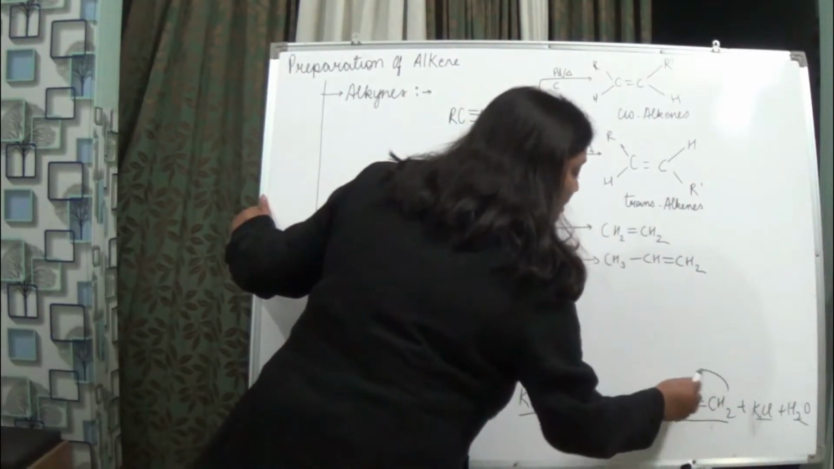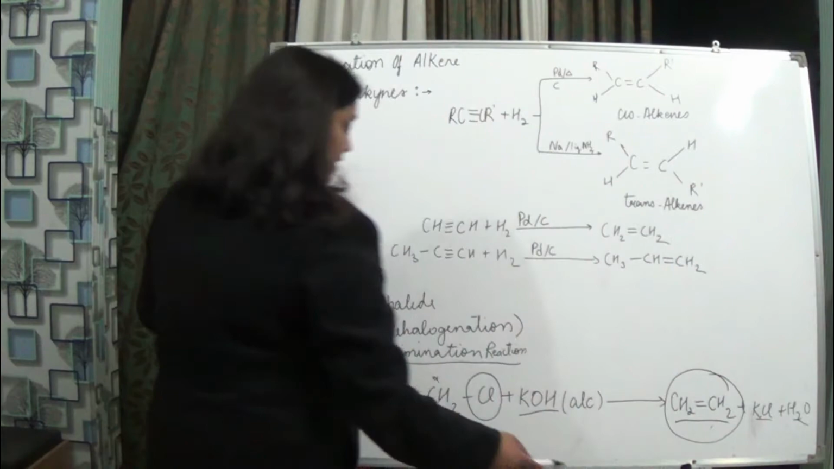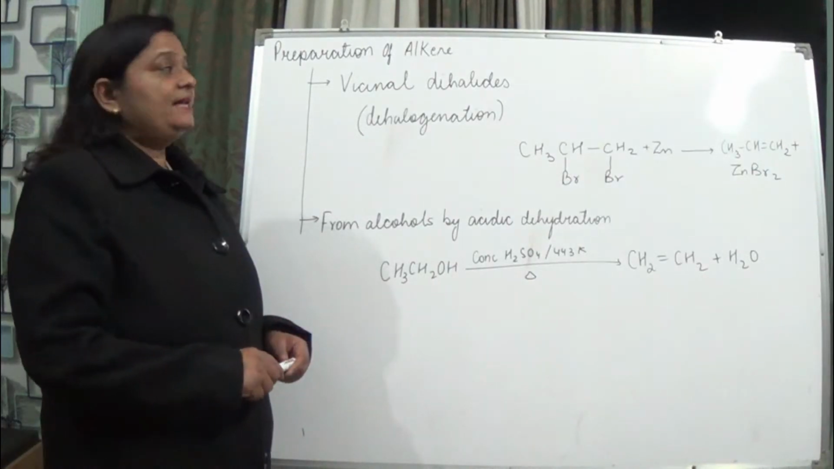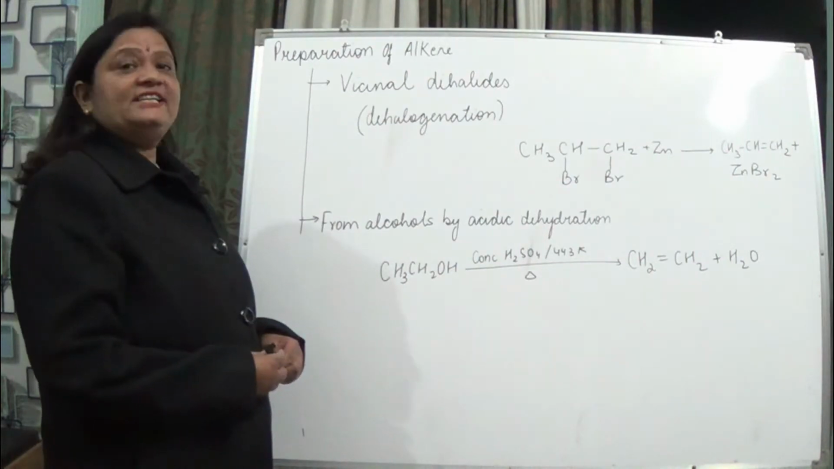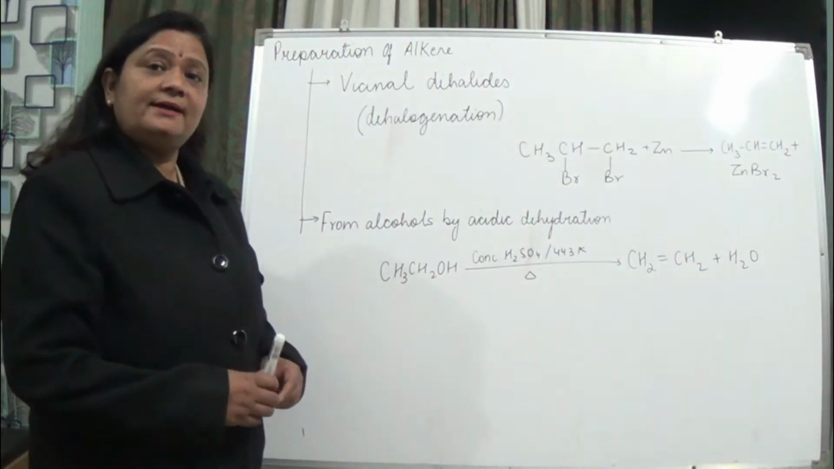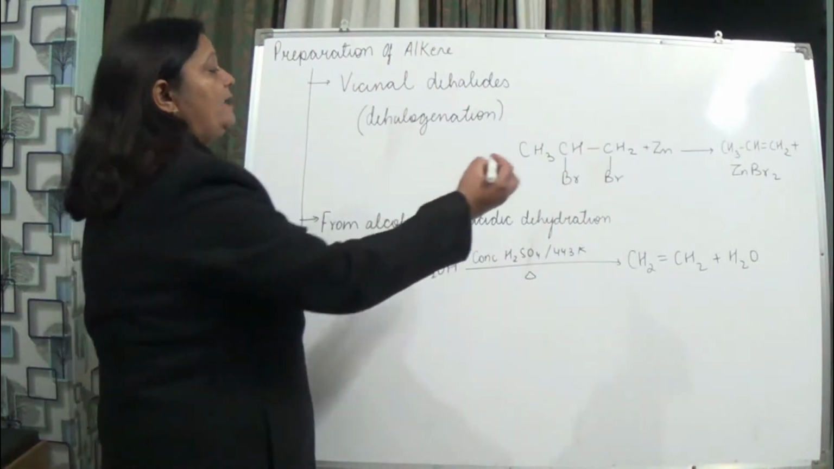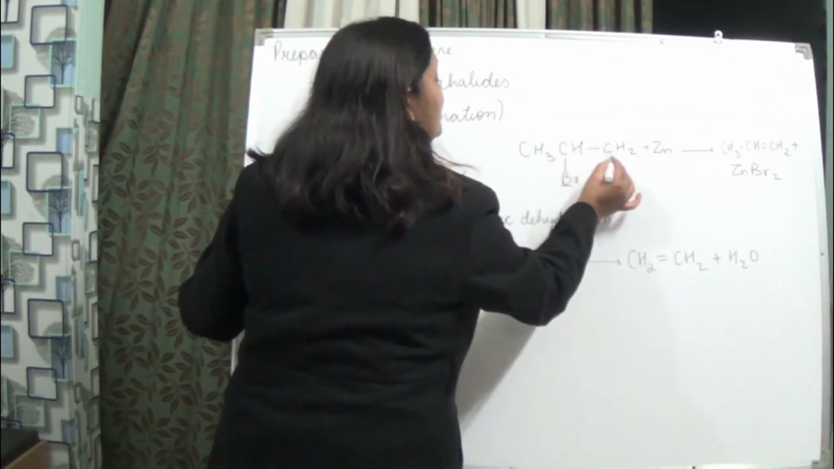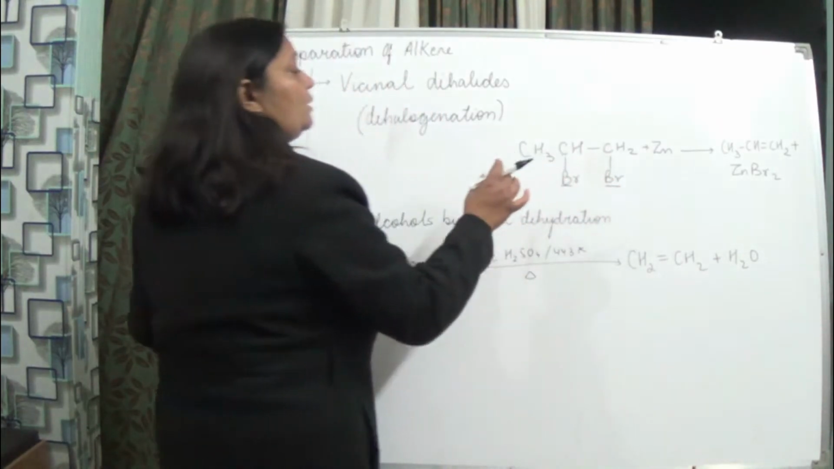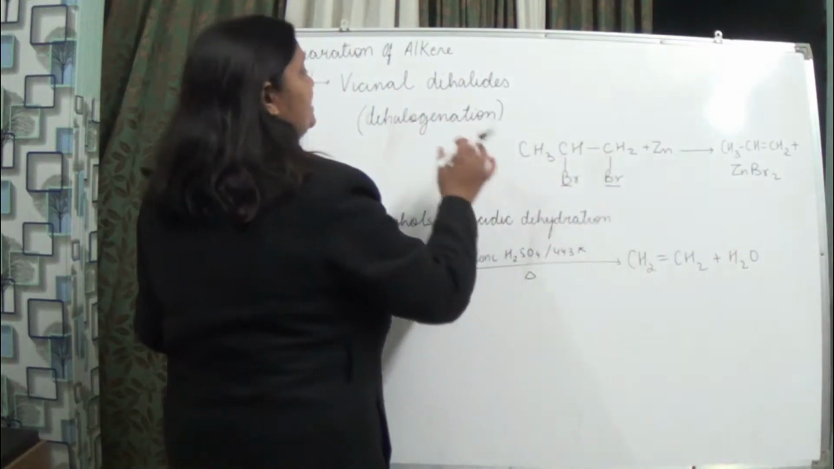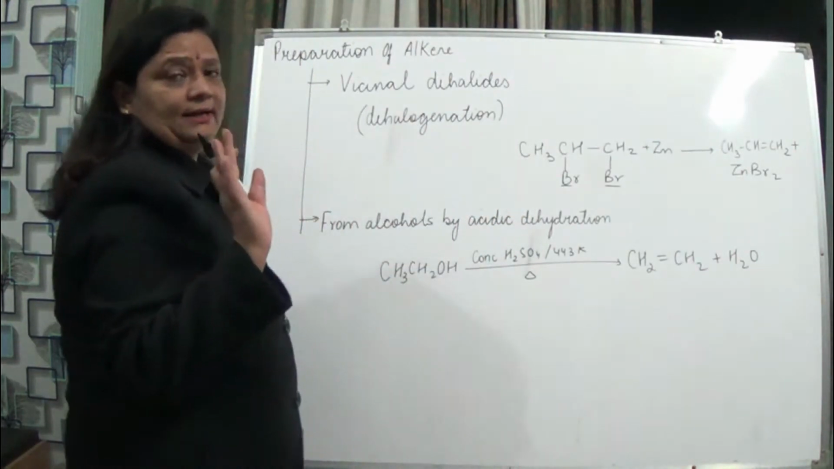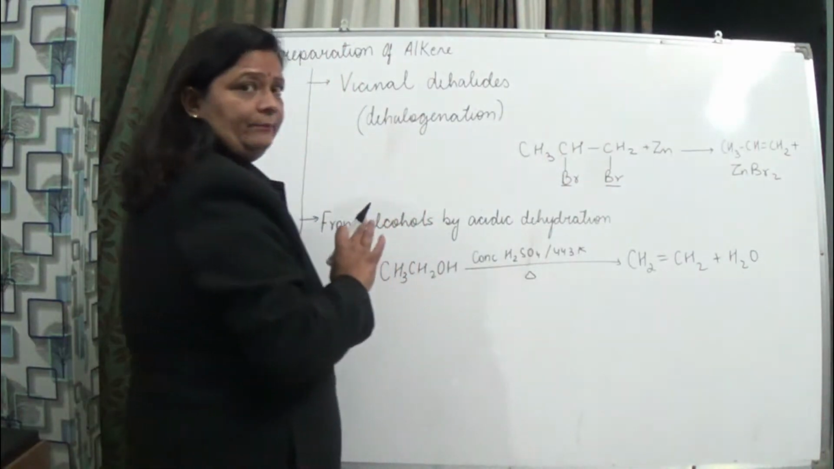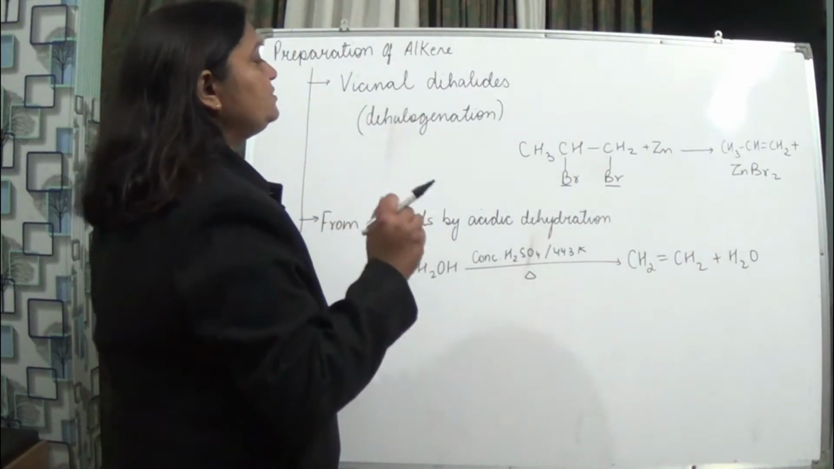So this is how an alkene is prepared from any alkyl halide. Now, alkenes can also be prepared from vicinal dihalides. What are these vicinal dihalides? When the halogens are attached to adjacent carbon atoms, they are known as vicinal dihalides. This is also basically a dehalogenation reaction only. How is it a dehalogenation reaction?